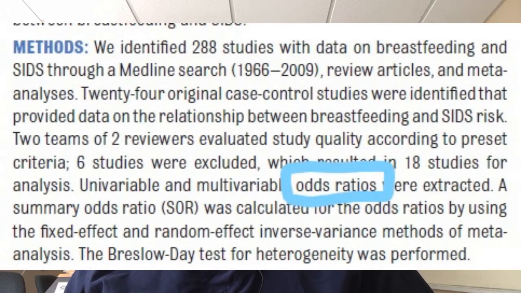But then they had an inclusion criteria, like does this paper meet what we think SIDS and breastfeeding is? Is this study done in an acceptable manner? And then they use odds ratios for each to evaluate that overall question. Does breastfeeding reduce the incidence of SIDS?